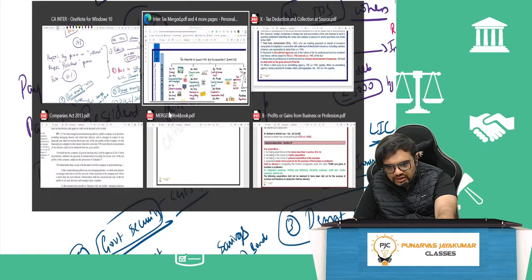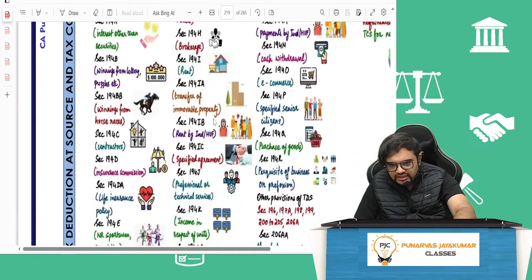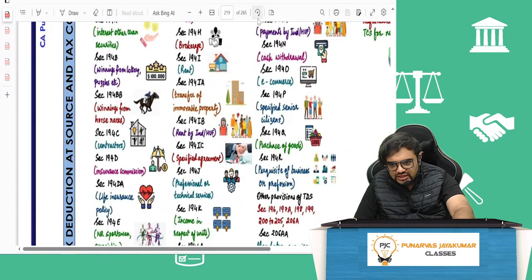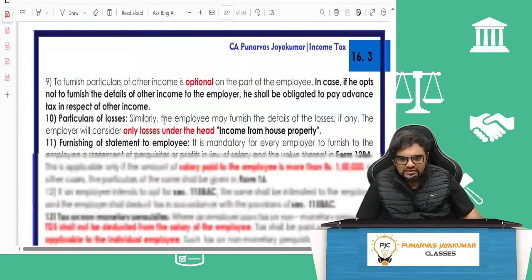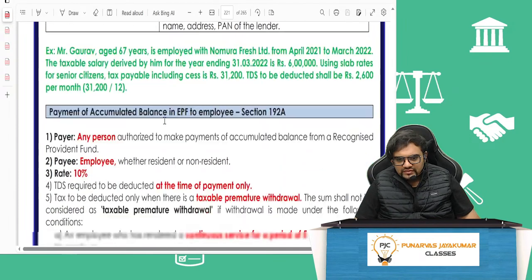Then, let us check the important ones. So, many things are there in TDS. We'll just see the most important areas. Of course, the first one is definitely 192, which we have seen. All that we have checked.